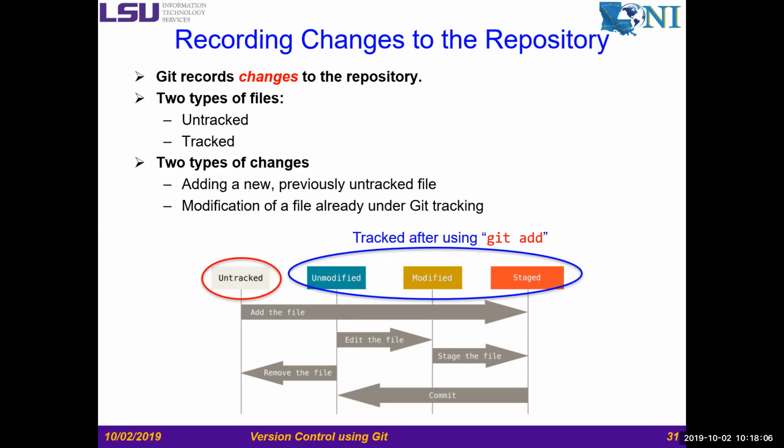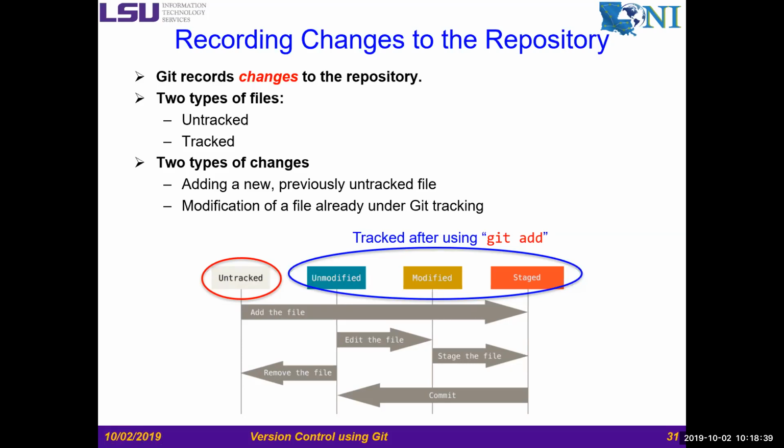So you need to manually add files to let Git know what files you want to keep track of. Keep an eye on that. If you don't add your files to the repository of Git, Git will not take care of them. So basically there are two types of files: untracked files and tracked files.